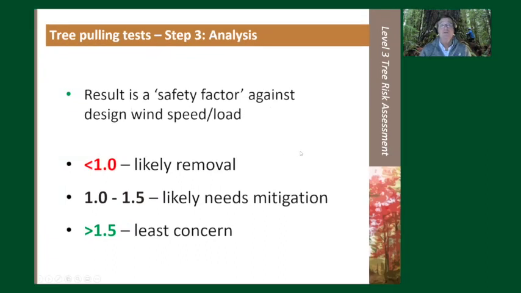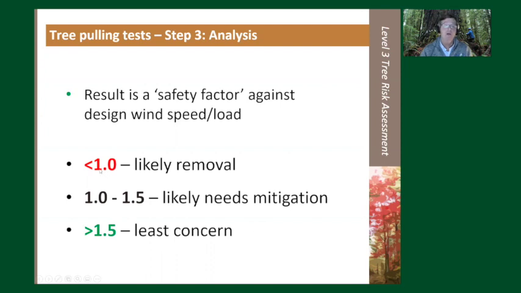At the end, the results that we get are expressed as a safety factor, and a safety factor of 1 means that the tree can exactly resist the load that we calculated in the wind load analysis, but it has no reserves. What we're looking for is actually a safety factor of 1.5 or more, which means the tree passes the test and still has some reserves.